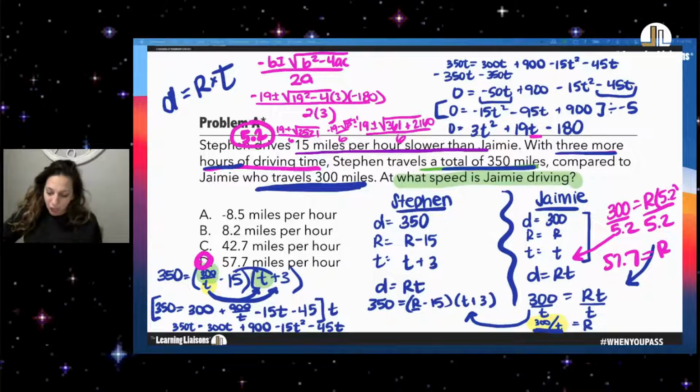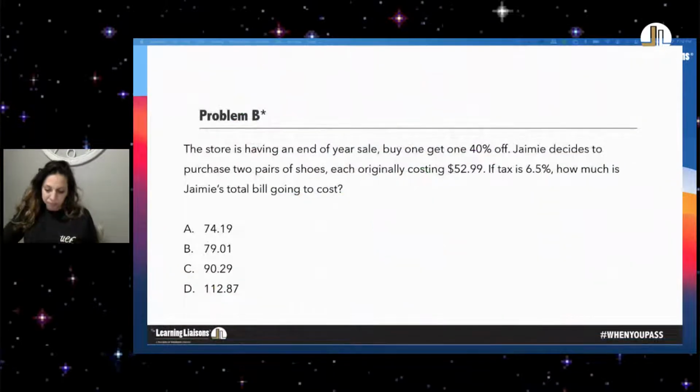All right, let's move on to the next problem. The store is having an end of year sale. Buy one, get one 40% off. Jamie decides to purchase 2 pairs of shoes, each originally costing $52.99. If tax is 6.5%, how much is Jamie's total bill going to cost? This problem is perfect K through 12. Everybody needs to know how to do percentages, multiplication of percentages, taxes, and interpreting these kinds of problems.